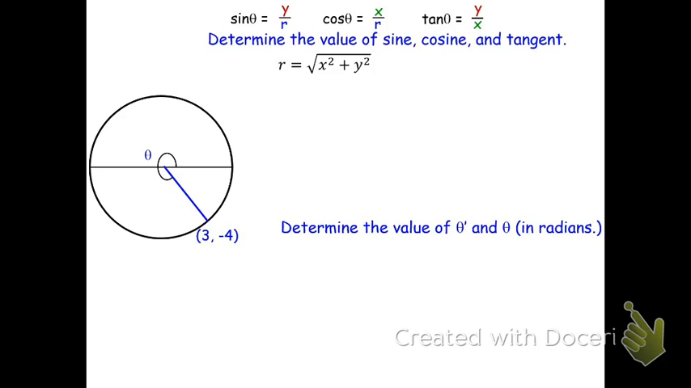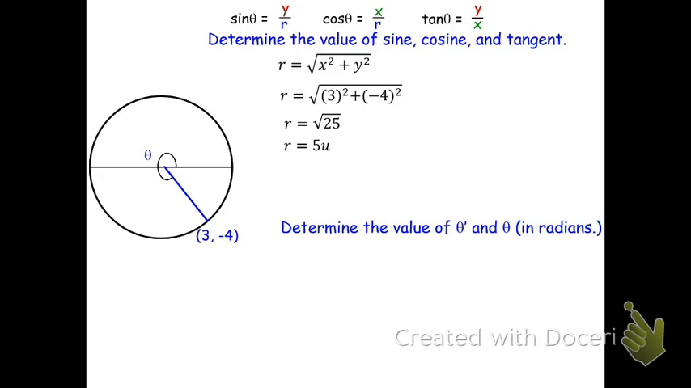So, like I did before, I need to find my radius. My x value is 3, my y value is negative 4. So r equals the square root of the quantity 3 squared plus the quantity negative 4 squared. 3 squared is 9, negative 4 squared is 16. 9 plus 16 is 25, and the square root of 25 is just 5. Remember, it's a positive value because it's a length.